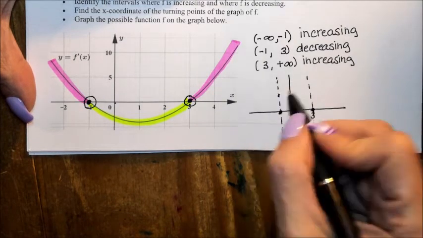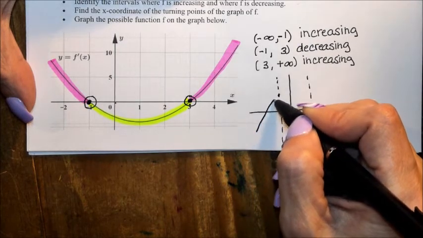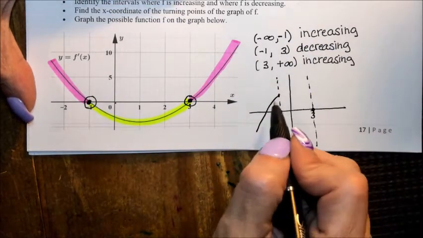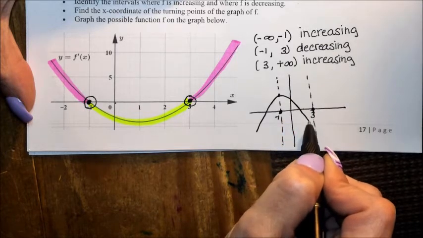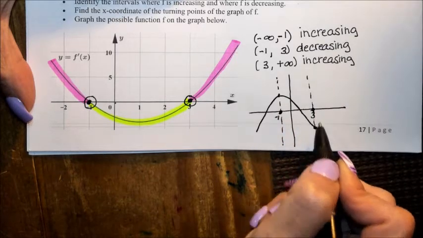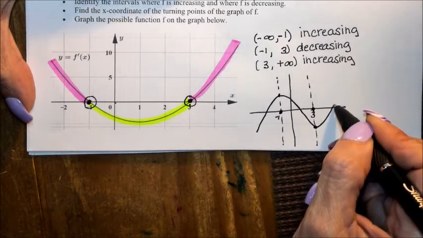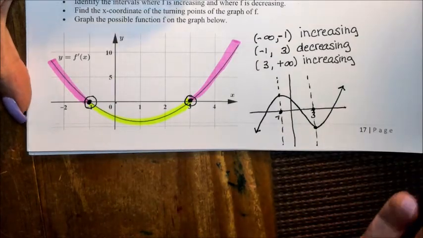So I'm going to put this right here, and I'm going to say, okay, my graph is going up, up, up, up, up at negative 1. But at negative 1, it hits a turning point, and it starts going down. And then maybe it hits the line here at 3, and what happens? It turns again, and it starts going up, up, up to forever. My graph could look something like that.